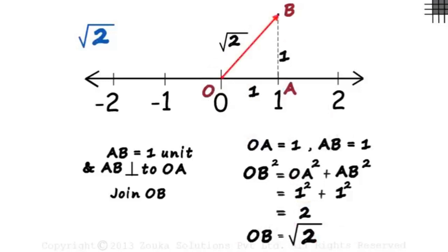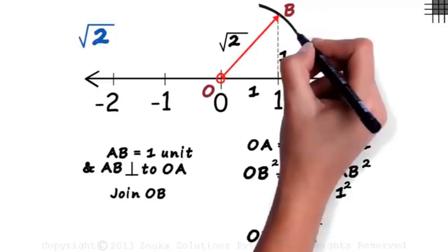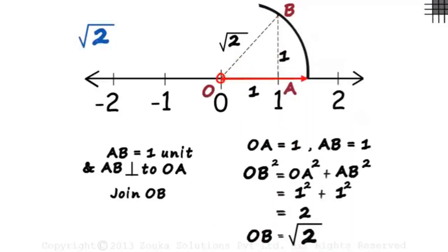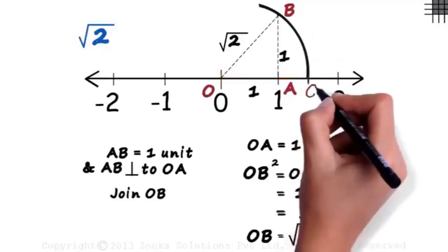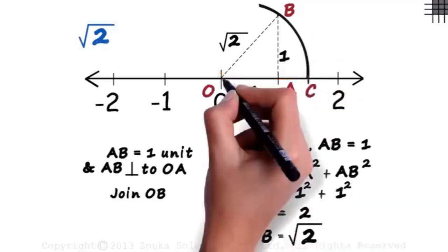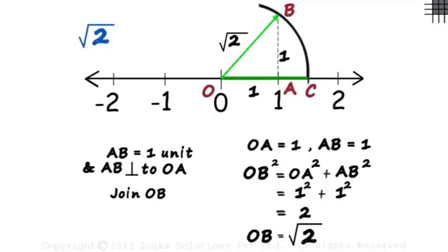We just need this length here on the number line. To do that, we keep the vertex of the compass here and with length OB cut an arc on the number line. Let's call this point C. This green length OC will equal this length since they are the radii of the same circle. Hence length OC is also equal to root 2. And if we need minus root 2, then we cut the same arc on the other side of O.